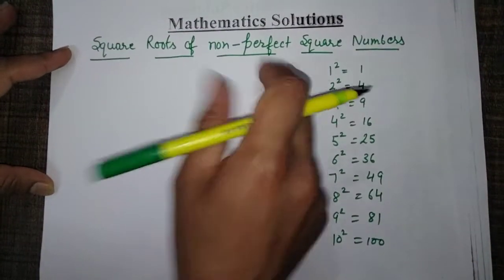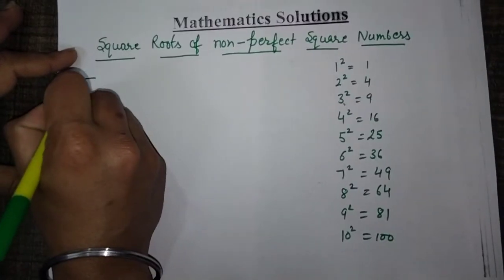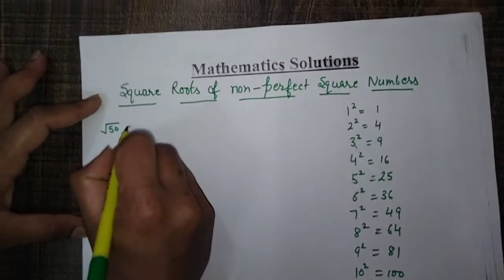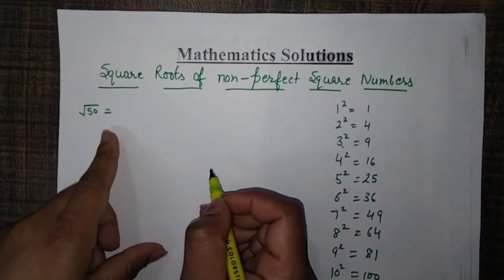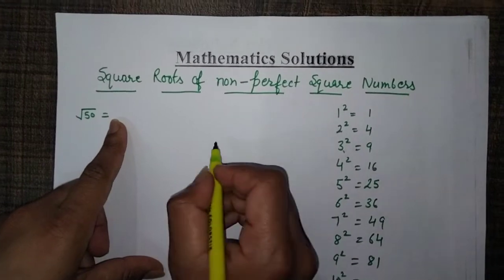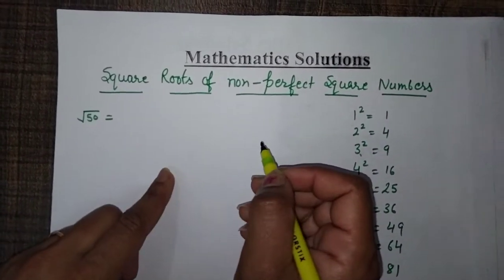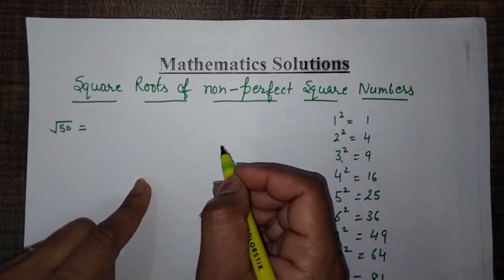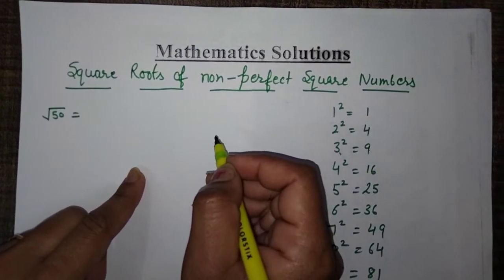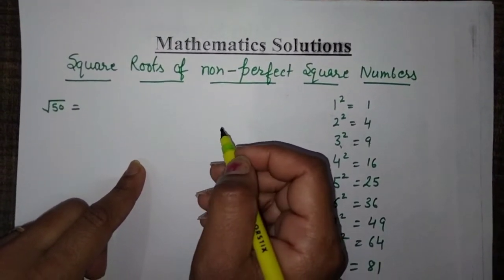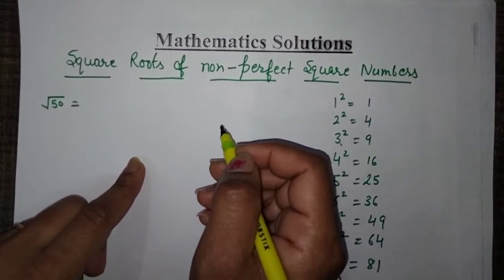Let the non-perfect square number be 50. As I have already explained the long division method in my previous video, for those who haven't seen that video, I will put the link of that video in the description.